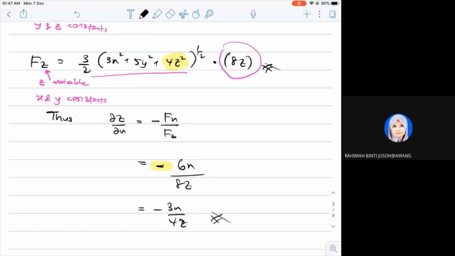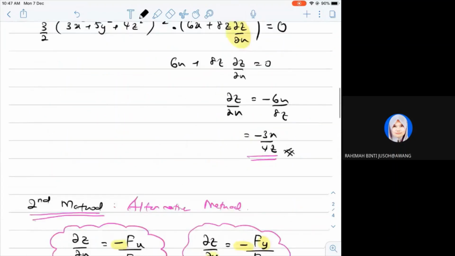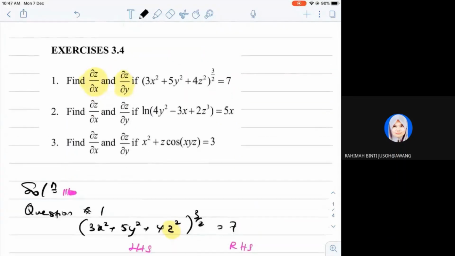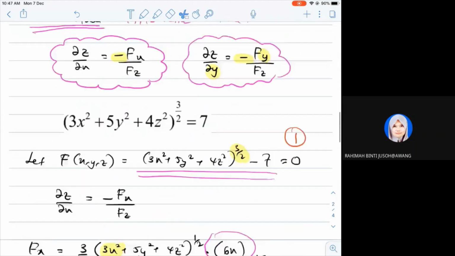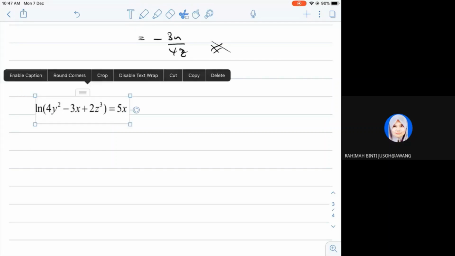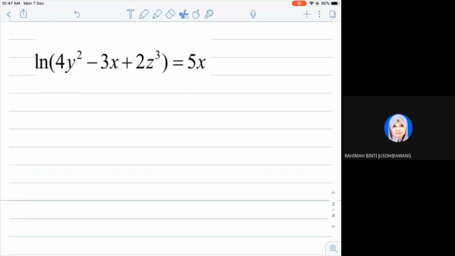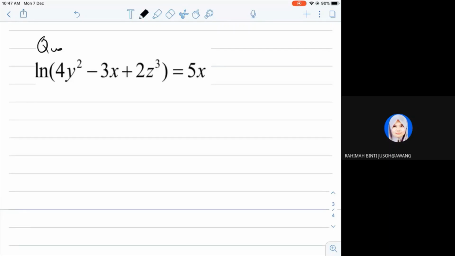It's much easier. Now let's say we look at the second question. We have ln. I want to do del z del y for question number 2. We solve del z del y by using the second method. It's easy, just remember one method so that you don't get confused. Okay, question number 2. Let's say we find del z del y.